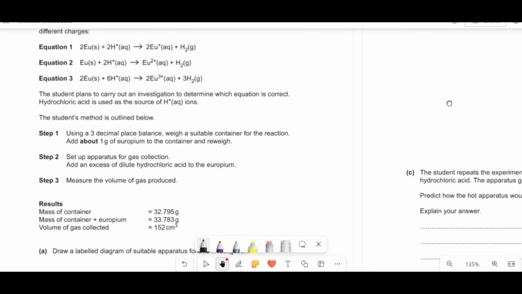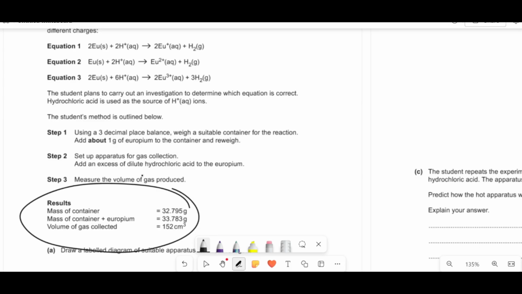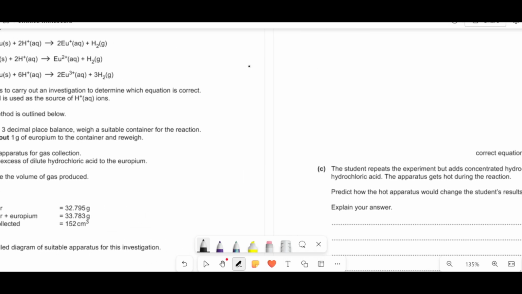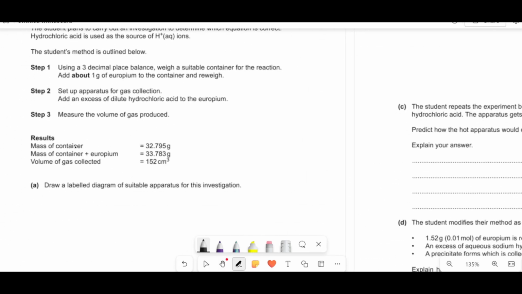So we need to look at each one of these and see what our clue is. And what they've done is they've measured the volume of gas produced, and we have numbers for gas. So we need to figure out which one of these gases will fit the bill, right? If they told you it's at room temperature and pressure, one thing you can do is work out the moles of the gas, because we can work out the volume of the gas from the stuff that they've given us. They've told you the mass of the container and the volume of the gas.